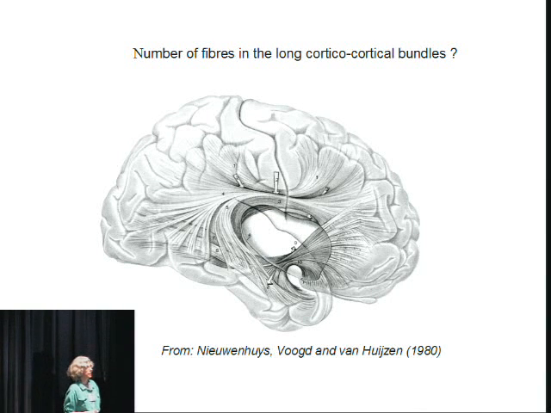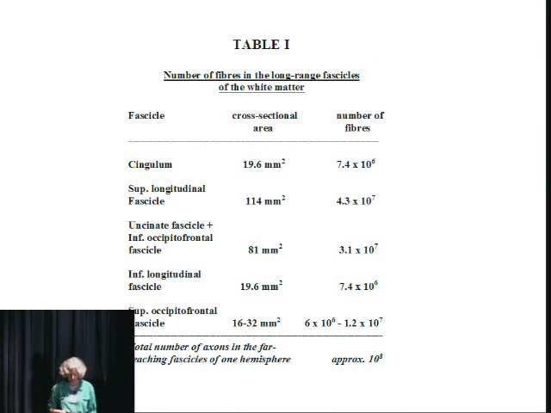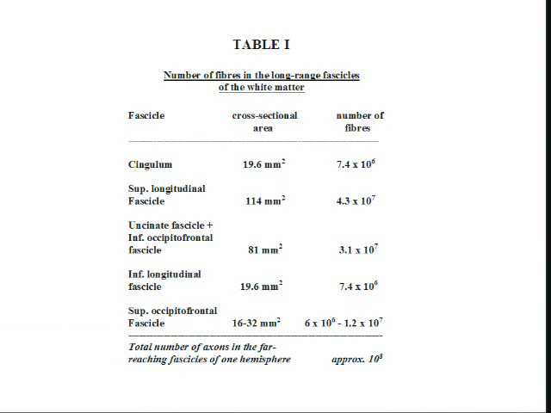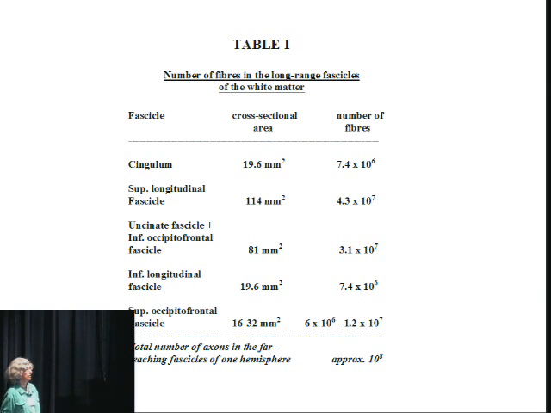What we did was to dissect the white matter at places where these bundles are most compact, measure the diameter of these bundles, and divide the cross-sectional area by the cross-sectional area of the average fiber. By this you get an estimate of the number of fibers in these bundles. This is the result. Again, don't go into detail. This shows the fascicles we looked at. This is the superior longitudinal fascicle, which I just showed you. These are the cross-sectional areas, and this is the number of fibers estimated in these bundles.